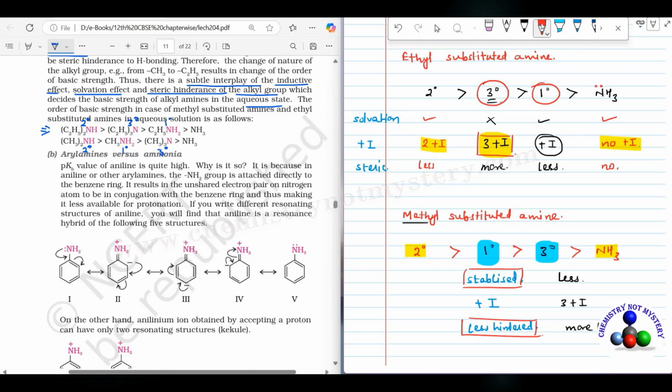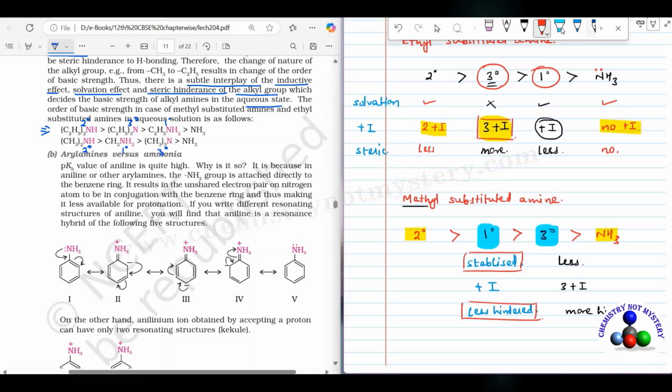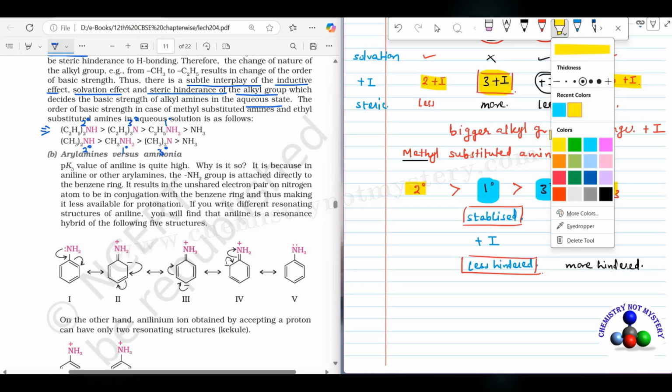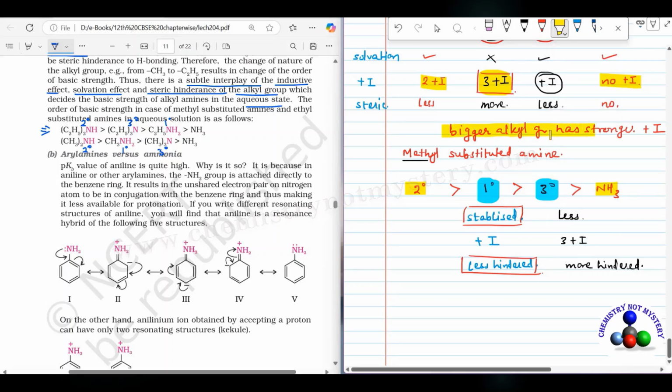When you compare the plus I effect of ethyl and methyl, so here I can write, bigger the alkyl group, stronger the plus I effect. Bigger alkyl group has stronger plus I effect. That's why in case of ethyl substituted amine, plus I effect dominates over the other effects, while in case of methyl substituted amine, other effects dominate over plus I effect.